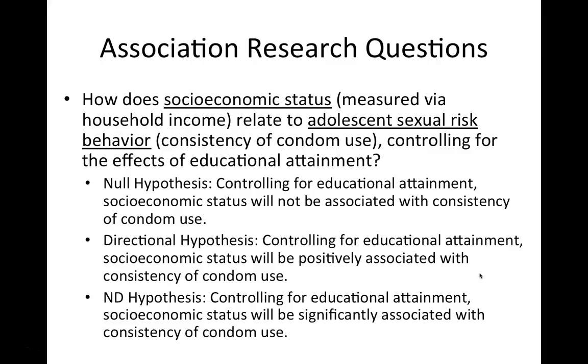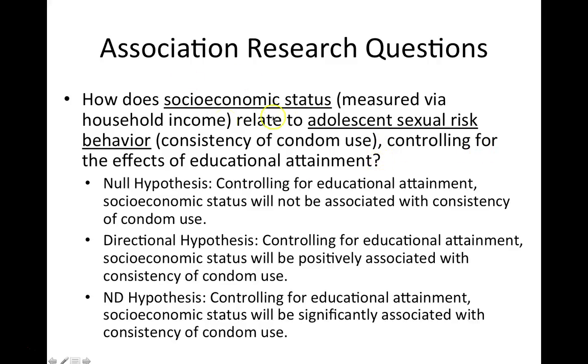Another example is how does socioeconomic status, and in this case we're talking about this measured via household income, relate to adolescent sexual risk behavior. And in this situation we're going to say consistency of condom use. So thinking about the AdHealth data, there's a variable that asks people how consistently they've used condoms. I believe it's in the last year. Controlling for the effects of educational attainment.